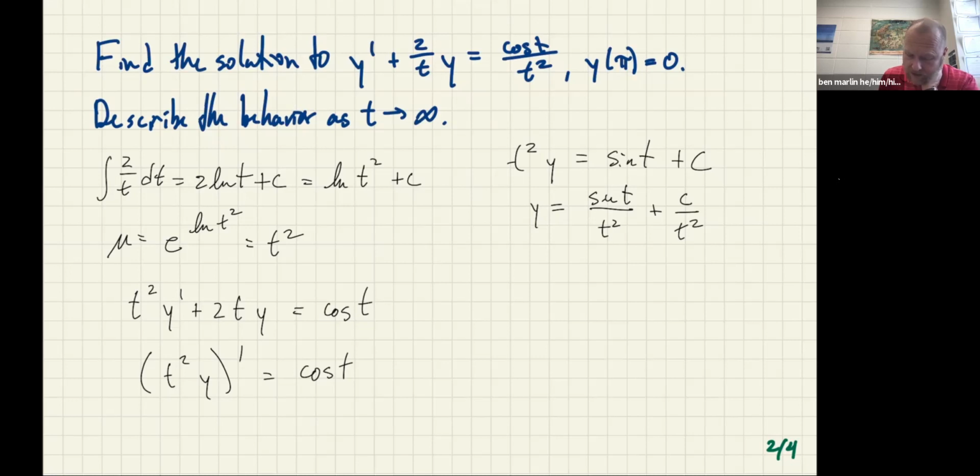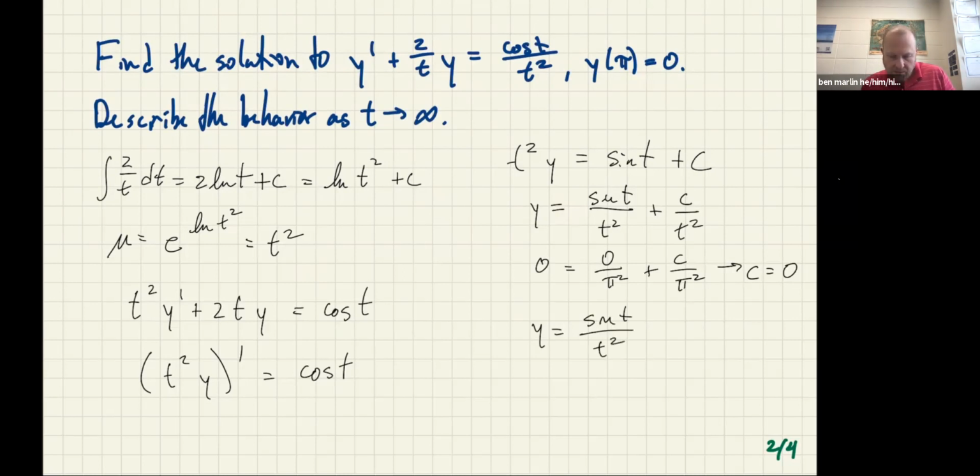And now we're going to go ahead and plug in pi for t and 0 for y. So 0 equals sine of pi, which is 0, plus c over pi squared. Well, gosh, it turns out that the c on this is going to turn out to be 0. So we ended up with y equals sine t divided by t squared.